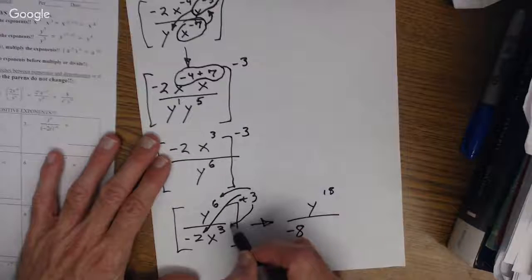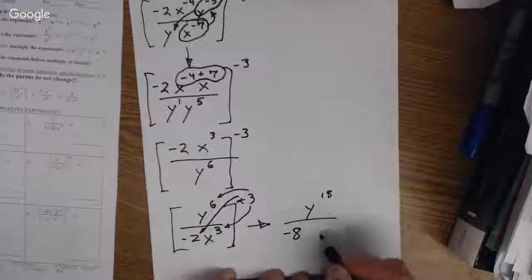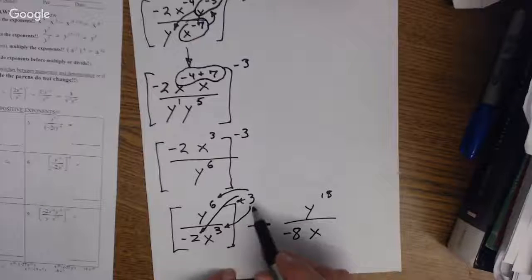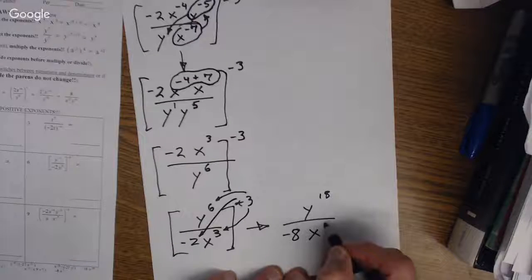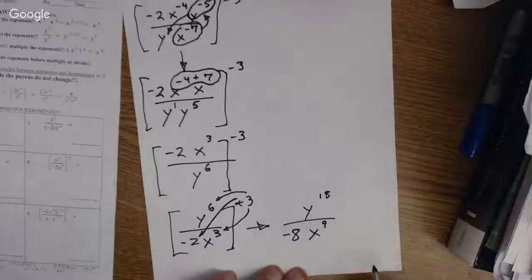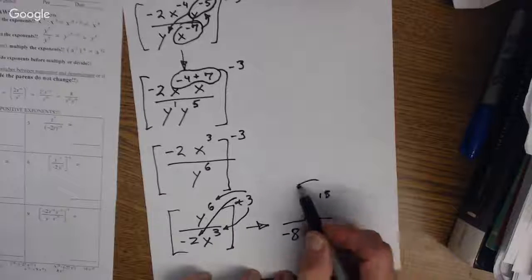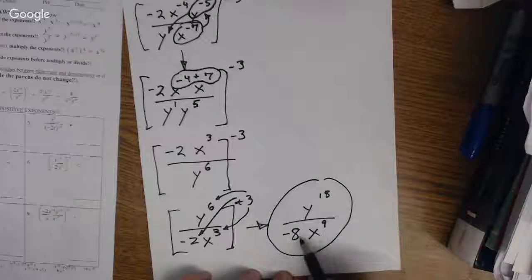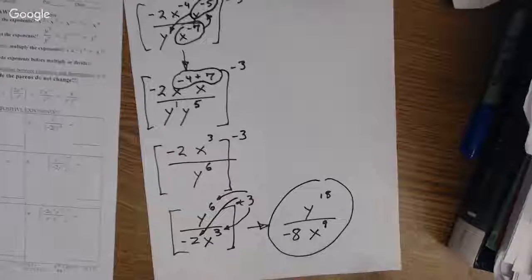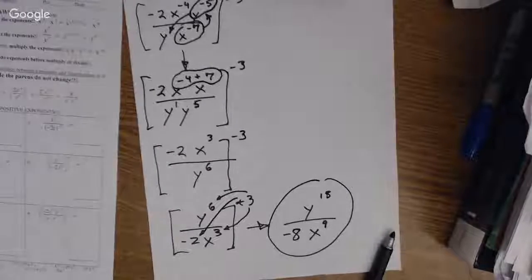And then I'm going to have x cubed to the 3rd power. So that's going to be, again, a power raised to a power. I multiply those exponents. 3 times 3 is 9. So my answer is y to the 18th on top, negative 8 times x to the 9th on the bottom. You got to practice that until it makes sense to you.